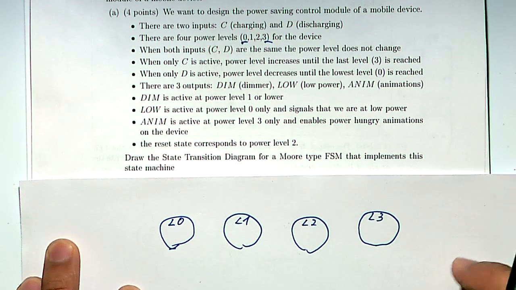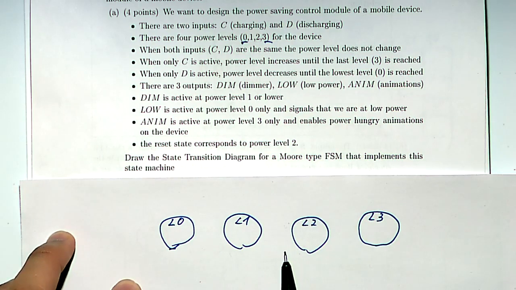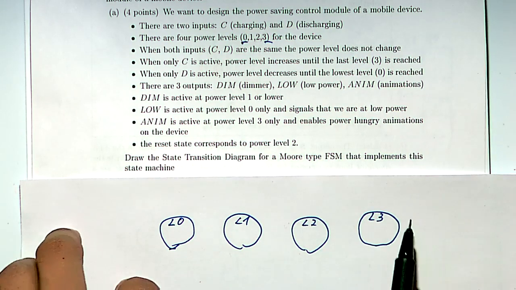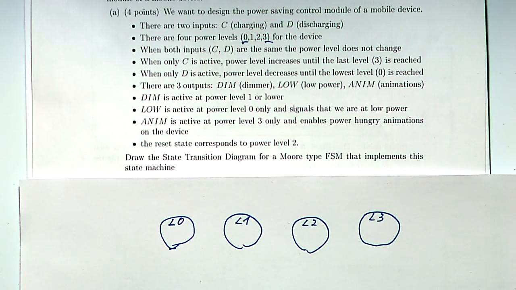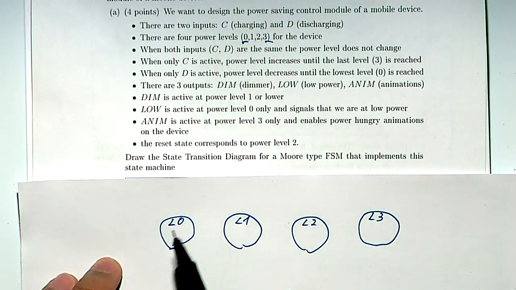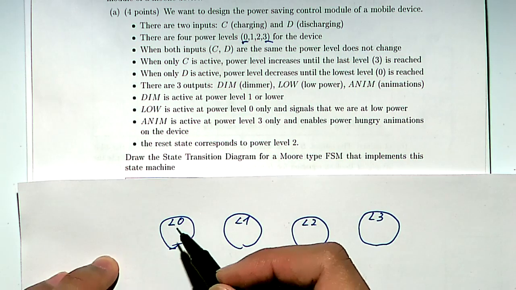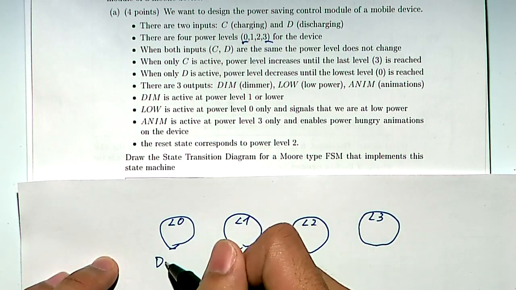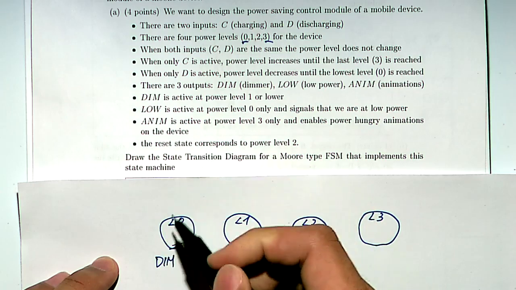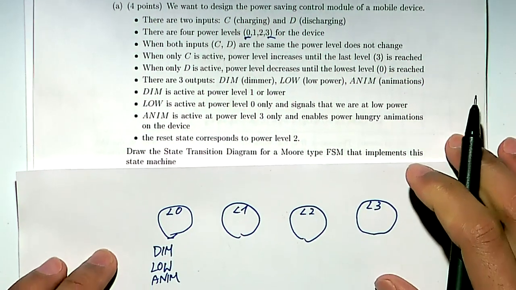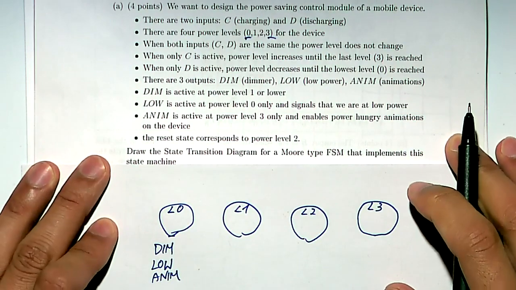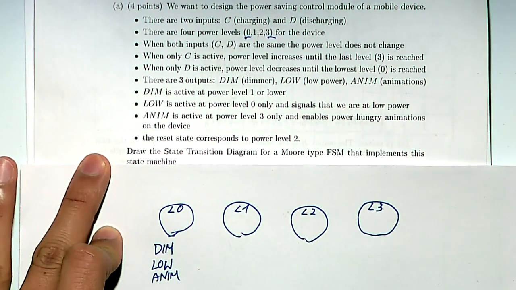So let's first talk about the outputs. In this question, we want you to draw a Moore type finite state machine, which means that the output depends only on the state. So we can already plot out the output based on the state. So for each level, the output consists of the value for dim, the value for low, and the value for animation. So dim, low, and animation.